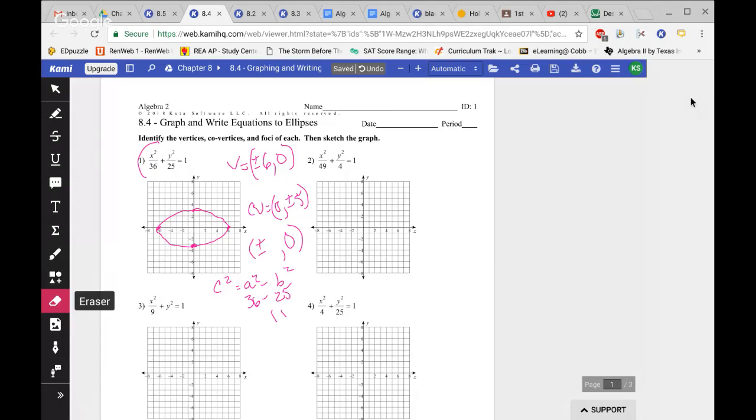So the square root of 11 is roughly 3.3. So it really wasn't too far off, I guess. Sorry about that.